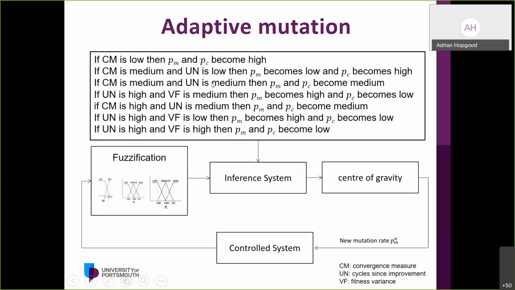And these are what some of the fuzzy rules look like. So we're monitoring the performance of the genetic algorithm through its convergence measure, CM. We're also measuring UN, which is the cycles since the last improvement, and we're also measuring VF, which is the fitness variance. Three parameters of how the GA is performing, and we're adjusting the mutation probability and the crossover probability according to what we see. So if we're getting low convergence, so it's not evolving effectively, then we increase the diversity by raising those mutation and crossover rates, and so forth.